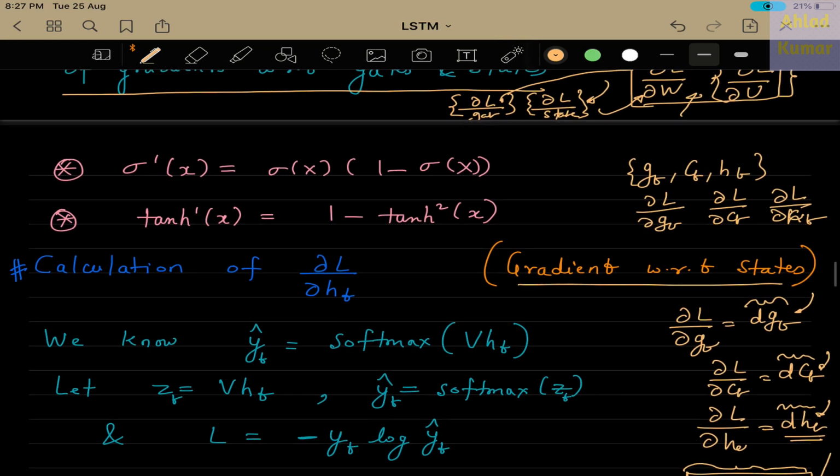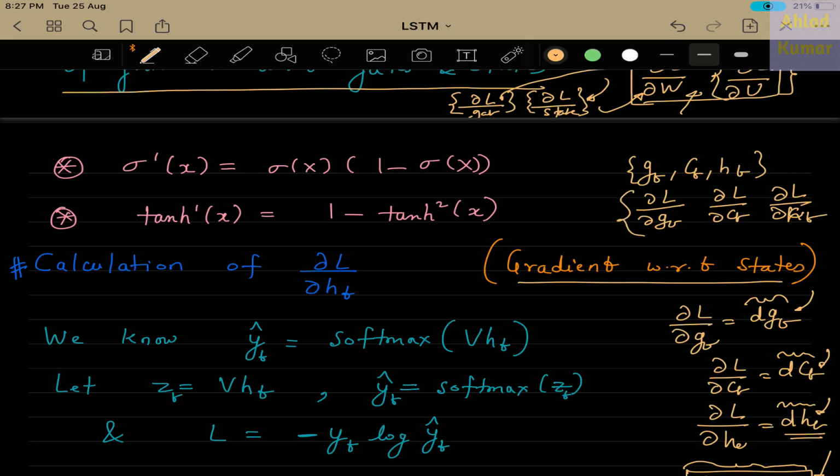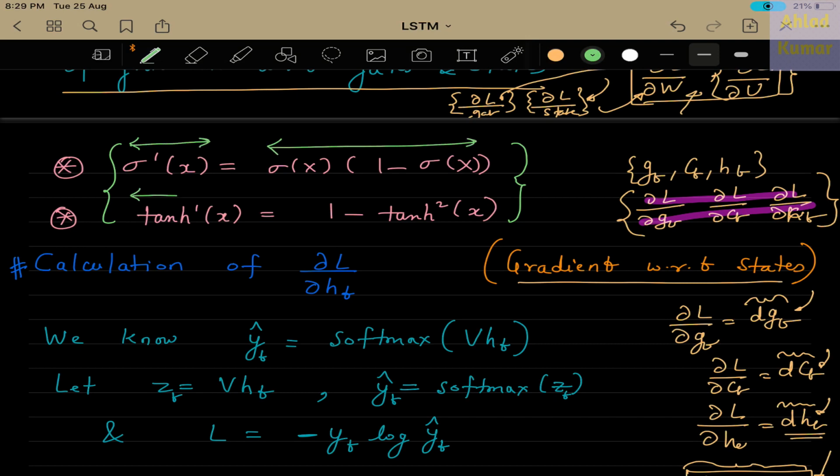In order to calculate these derivatives which we have listed, we are using these results, which we already know: the derivative of a sigmoid function is this one, and the derivative of the tanh function is 1 minus tanh squared x. We will be making use of these two results as we move forward.